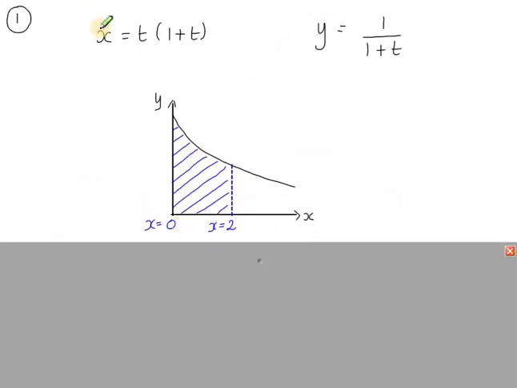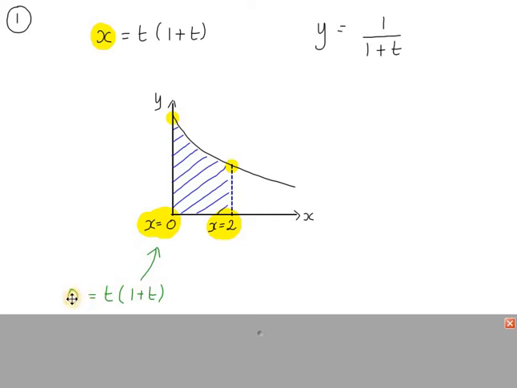Example 1. We have two parametric equations, and the area shaded is between x equals 0 and x equals 2. Now we need to know the parameter values for this point and this point on the curve. We know x is 0 here and x equals 2 here, but we need to know the value of t at each point, because parametric integration will all be done in terms of t. So we substitute in x equals 0 here and solve, and we substitute x equals 2 in here and solve.